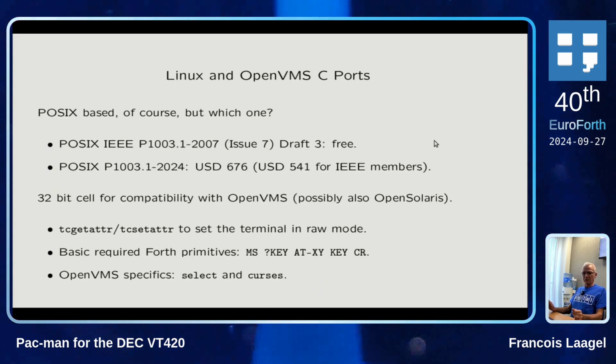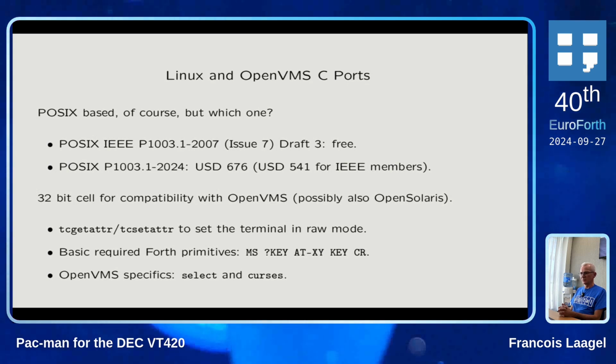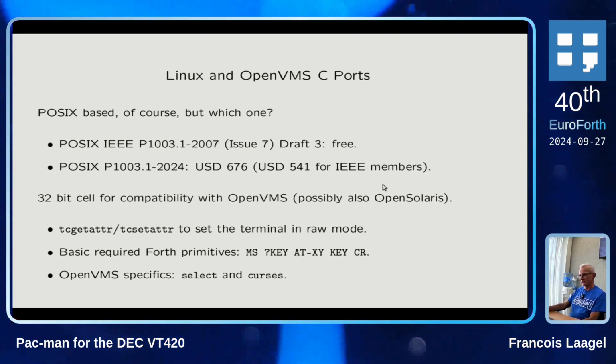Okay, then on to the Linux port. POSIX, of course, what else? There's the free POSIX. It's nice, it's free, but it's only drafts. If you want the official specification, it's expensive, even if you're a member, which I am. I decided to go for a 32-bit cell because VMS is 32-bit, and so is OpenSolaris. OpenSolaris is also a target candidate for other reasons.